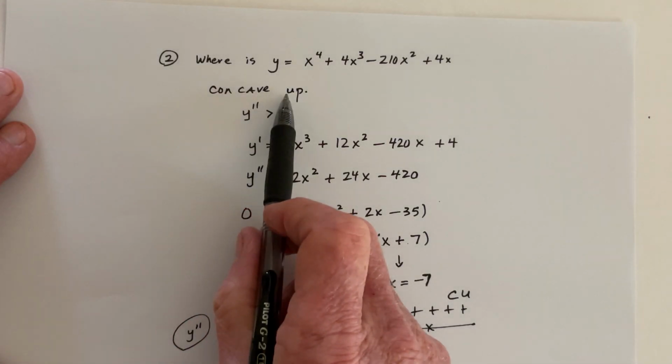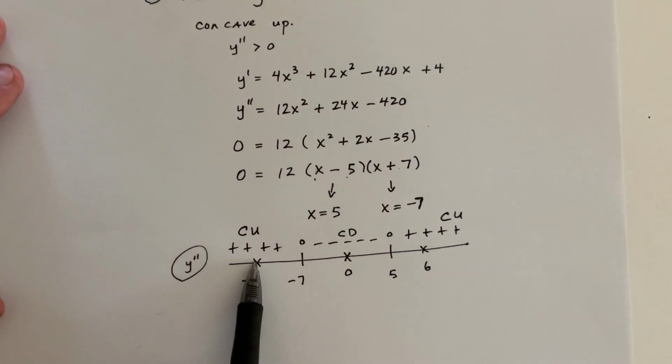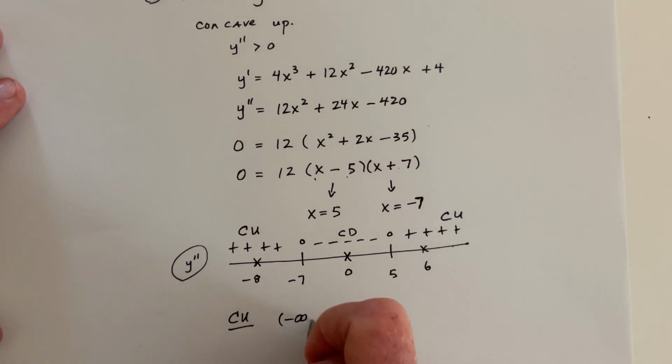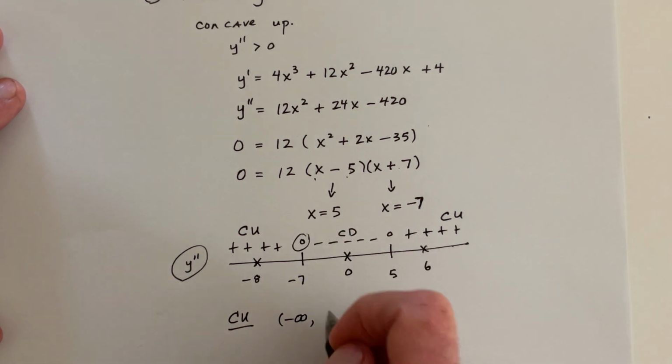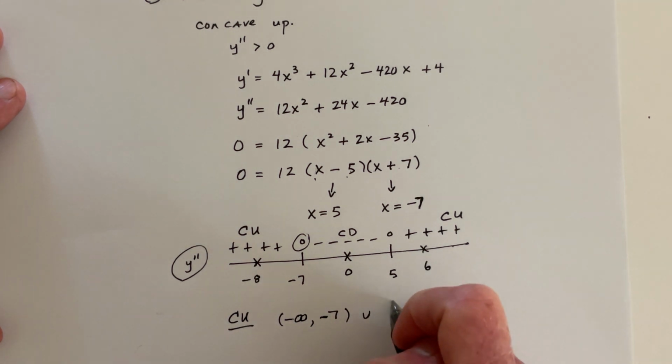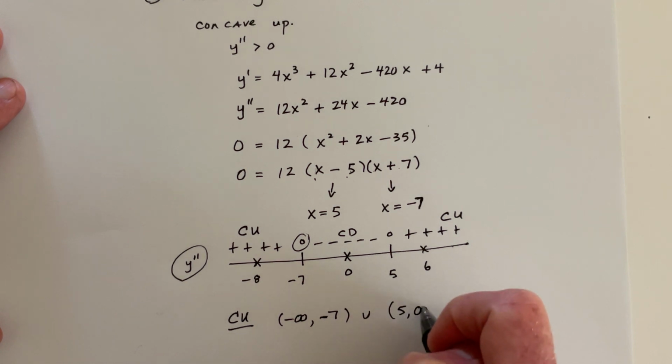And the directions I asked for, where's it concave up? So that's this interval and this interval. So for concave up, it's from negative infinity until you get to that important point, negative 7. And then also this right side over here, so that's from 5 to infinity.